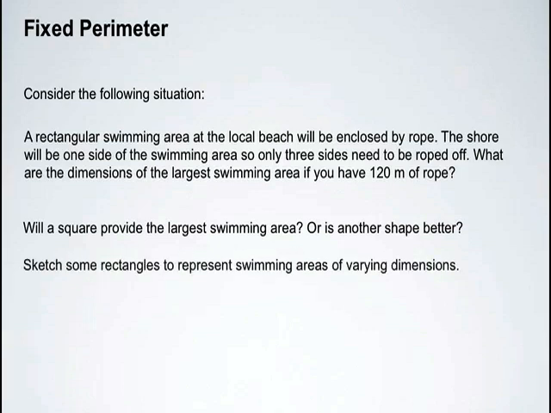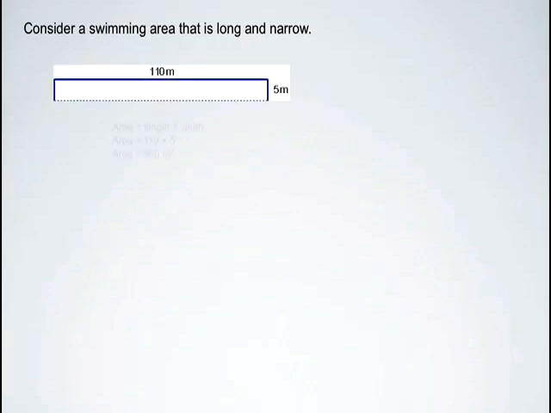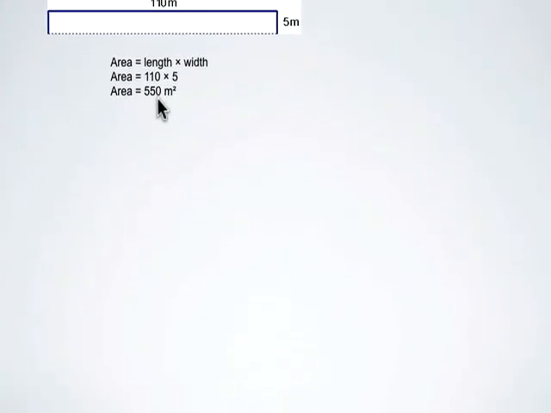We're going to sketch some rectangles to represent swimming areas of various dimensions. Let's consider a swimming area that's long and narrow. In this case, we have one that's 110 meters long and 5 meters wide. The area in this case, if we do length times width, is going to be 110 times 5, giving an area of 550 meters squared.